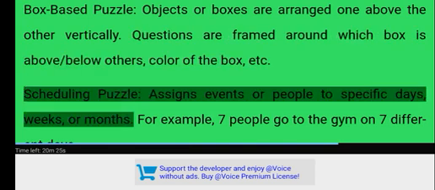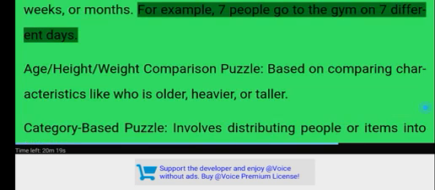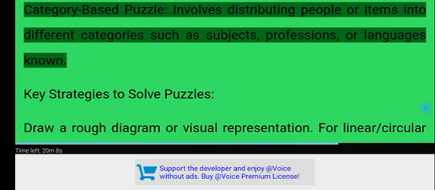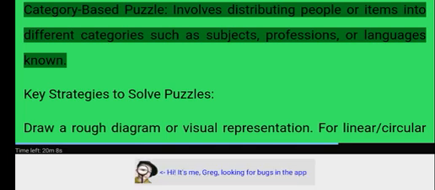Scheduling puzzle. Assigns events or people to specific days, weeks, or months. For example, 7 people go to the gym on 7 different days. Age, height, weight comparison puzzle. Based on comparing characteristics like who is older, heavier, or taller. Category-based puzzle. Involves distributing people or items into different categories such as subjects, professions, or languages known.